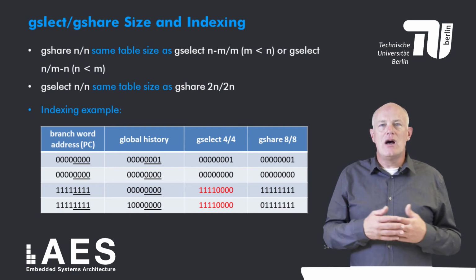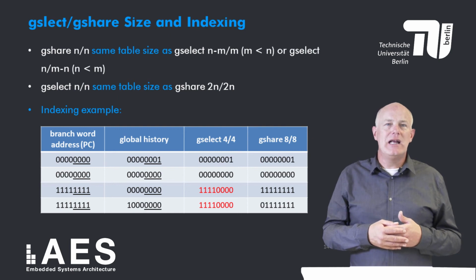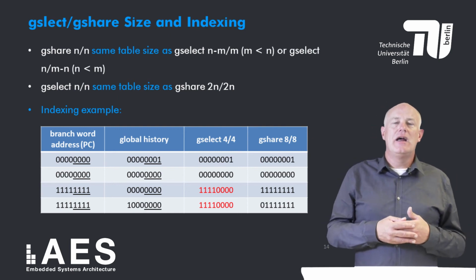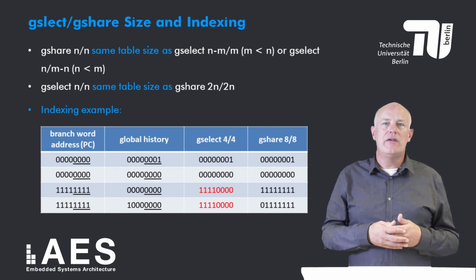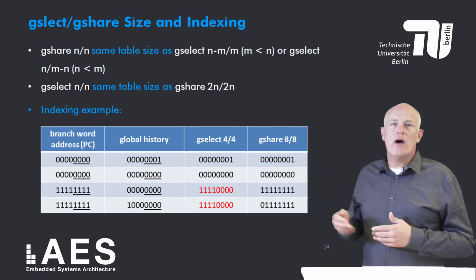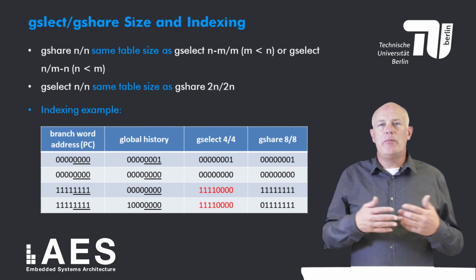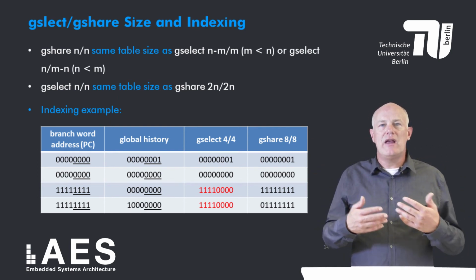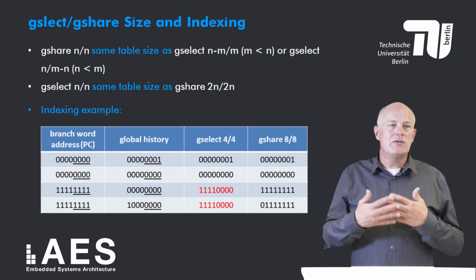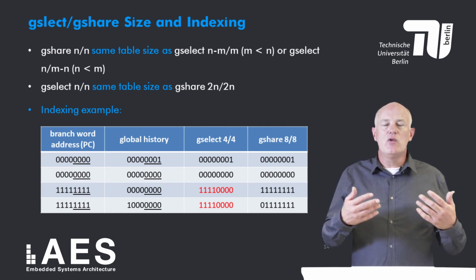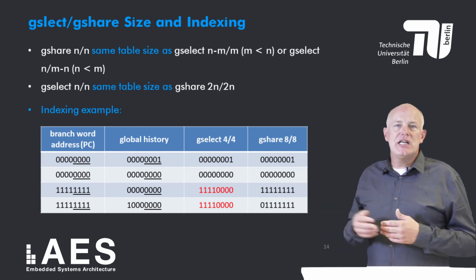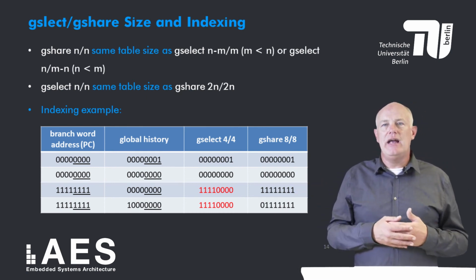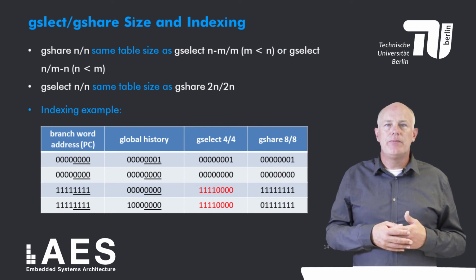Finally, several examples of the indices used by gselect 4/4 and gshare 8/8. As discussed above, their tables have the same size, namely 256 entries. In the first example, the last 8 bits of the branch word address are 8 zeros and the branch history is 7 zeros and then a 1. The bits used by gselect 4/4 are underlined. In this case, gselect 4/4 and gshare 8/8 use the same index.